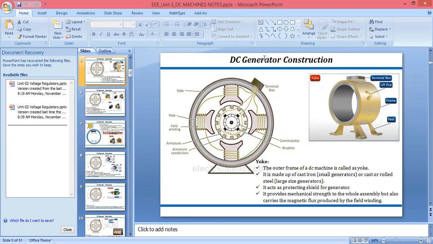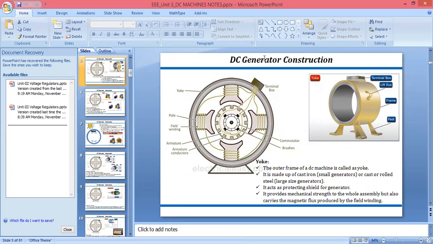Both are called an electromechanical energy converter, but DC generator will convert mechanical into electrical, and DC motor will convert electrical energy into mechanical.